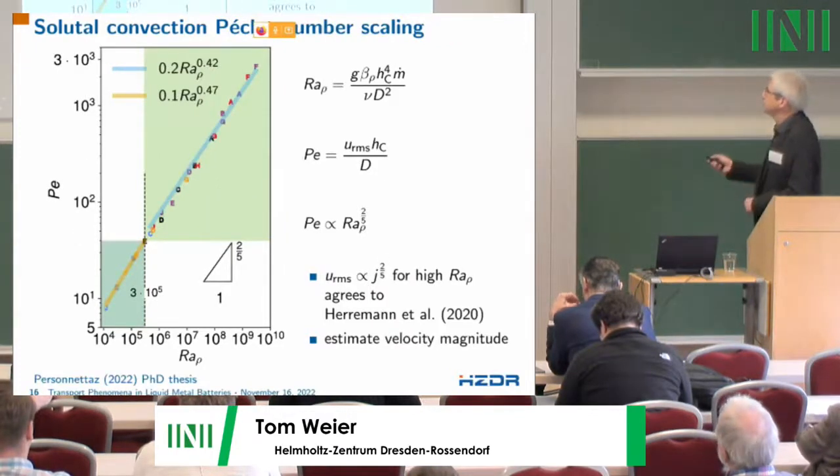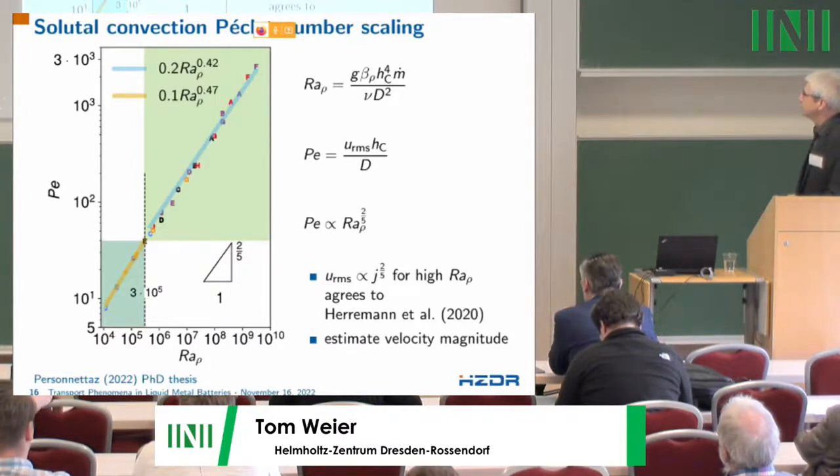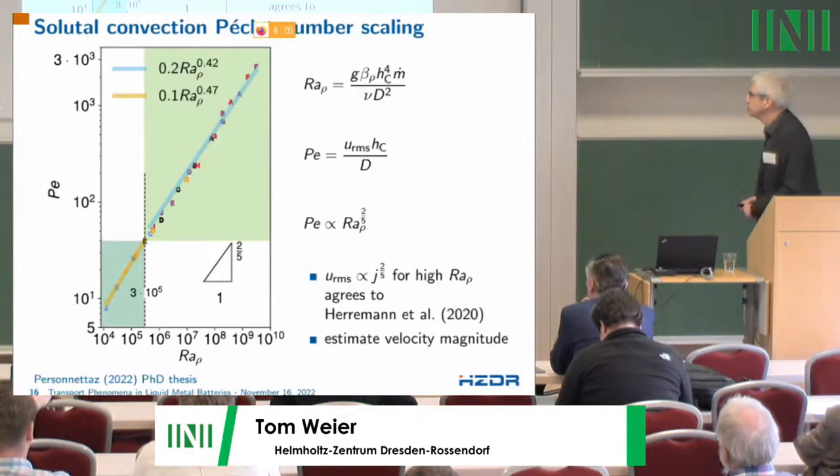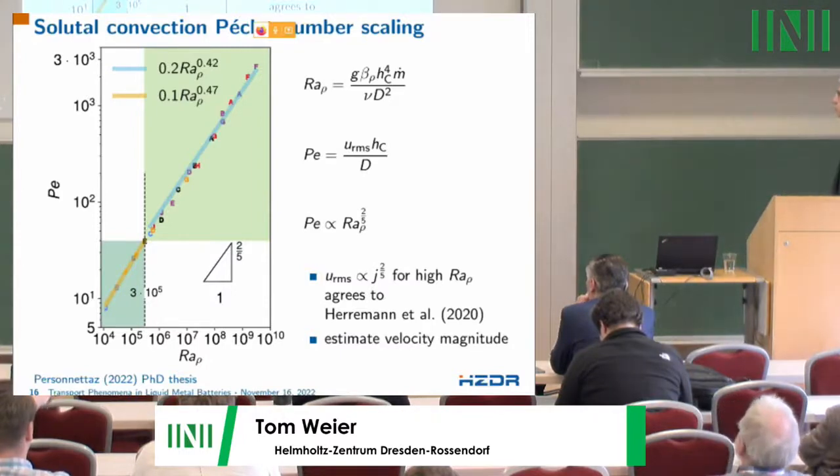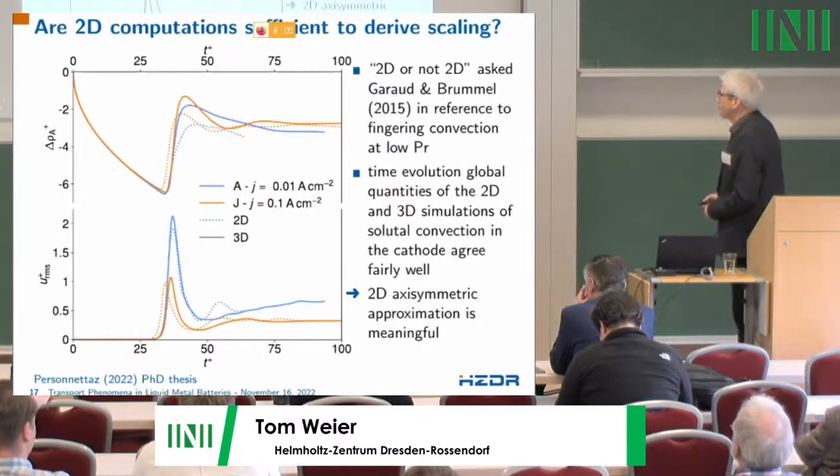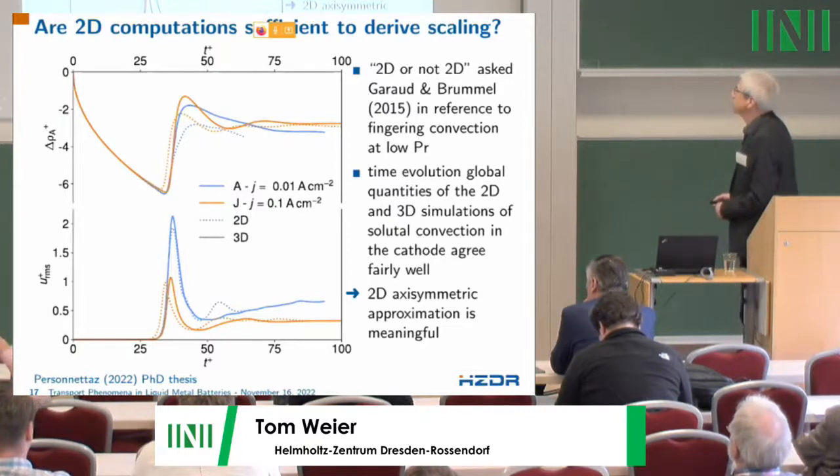Péclet number, that means basically the root mean square velocity, scales with the Rayleigh number to the 2/5. This is as well in agreement to what was found before by Weier. And using the Péclet number, using this relation, we can of course estimate the velocity magnitude during charge.